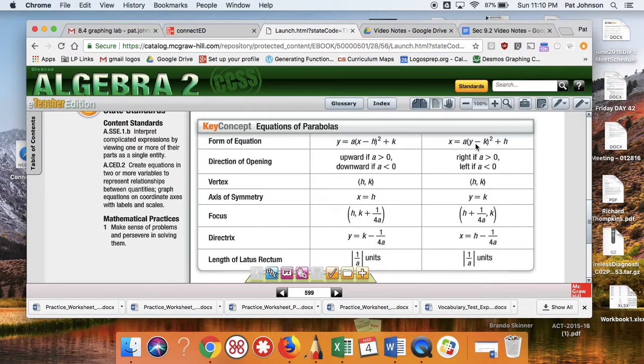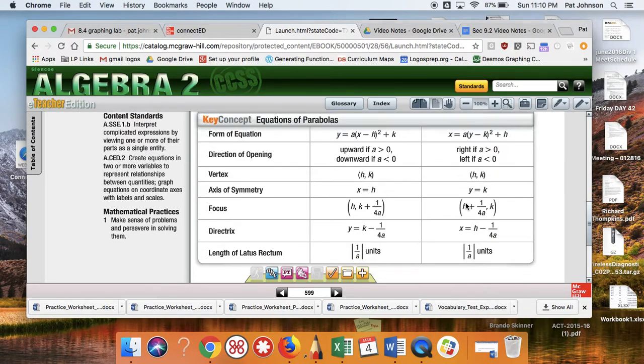Now, notice it's y minus k squared. So in here, because it's part of the parent function, it opens to the right or left. So k is, when you pull k out, you have to take its opposite. h is no longer its opposite.